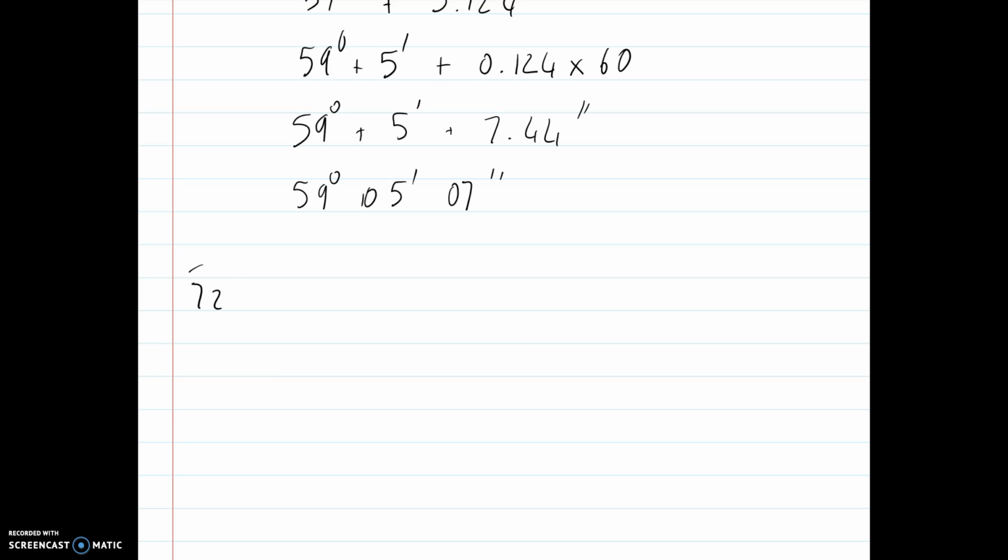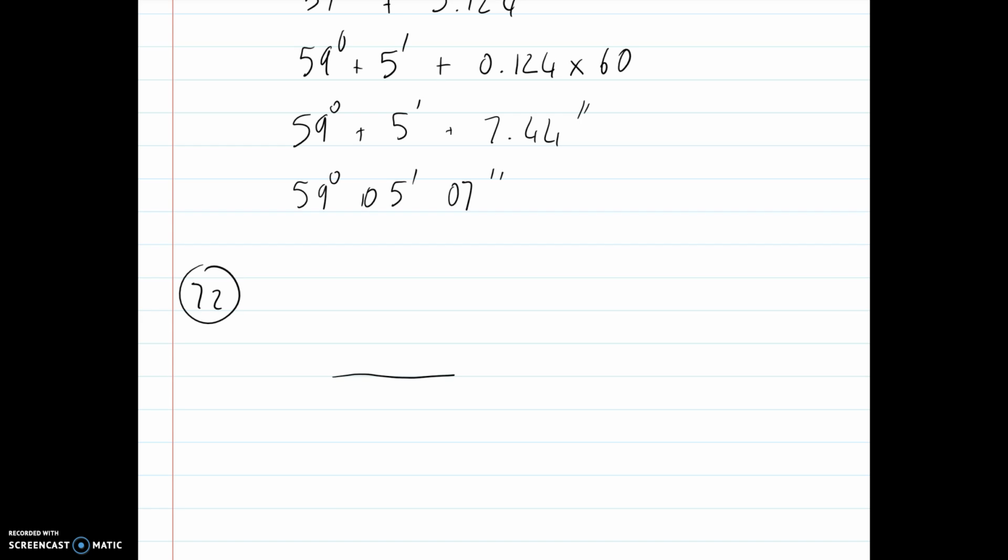And so I can fairly say that the answer is going to be 59 degrees, 5 minutes, 07 seconds. Now the next problem: find the least positive angle measure, not equal to the given measure, that is coterminal with each angle. You must remember what a coterminal angle is.